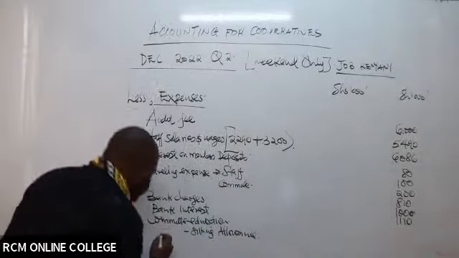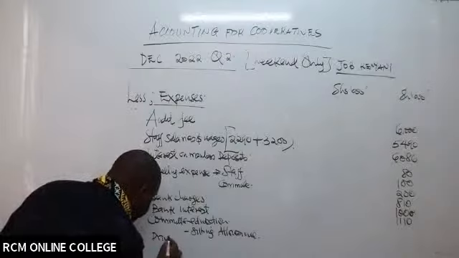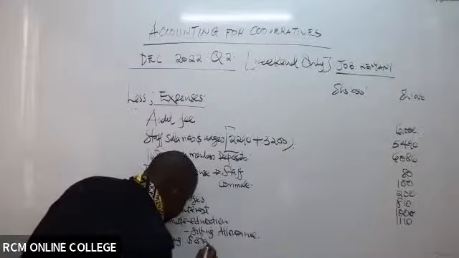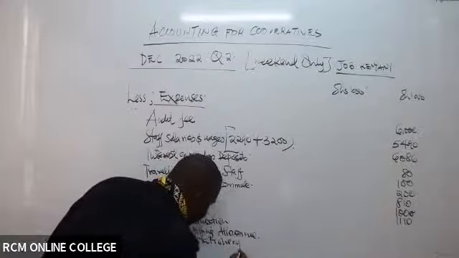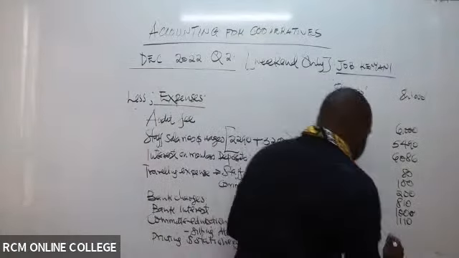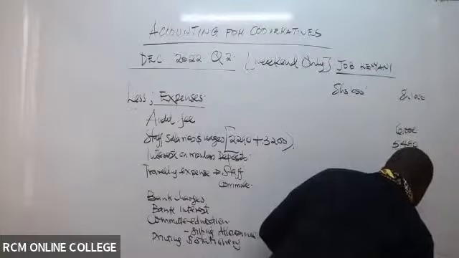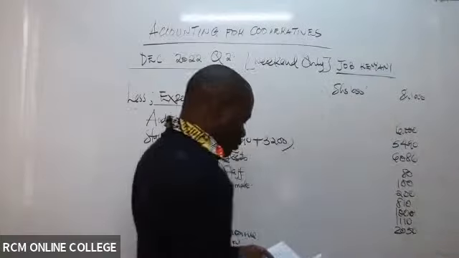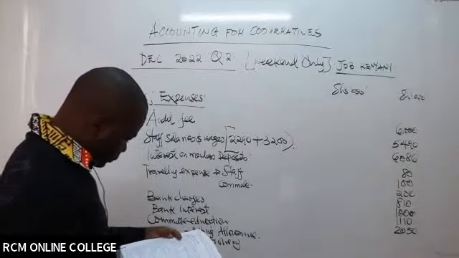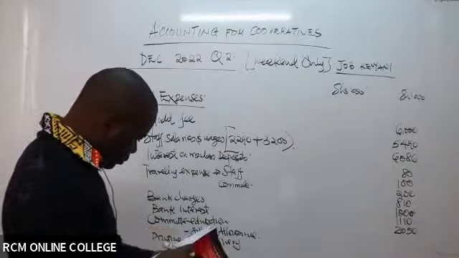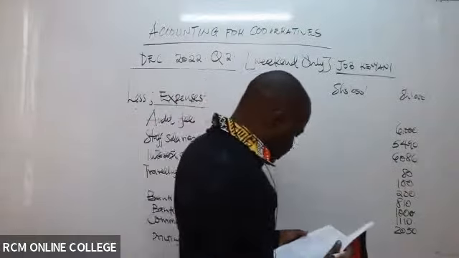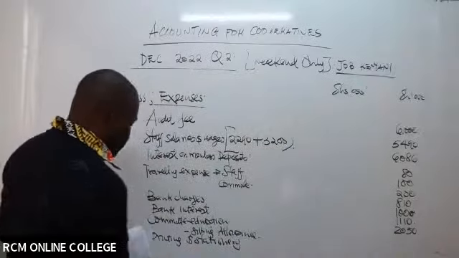Then printing and stationery. So there's actually also printing and stationery. Hope you can be able to see here. Printing and stationery, that is 2050. So there's printing and stationery, which they incurred there, 2050. We have, I think, general meeting expenses. I think you can be able to see general meeting expenses.